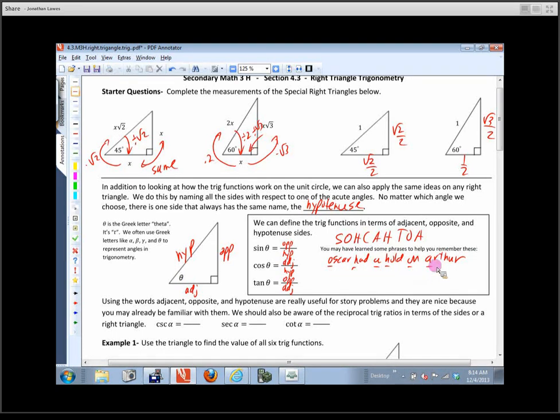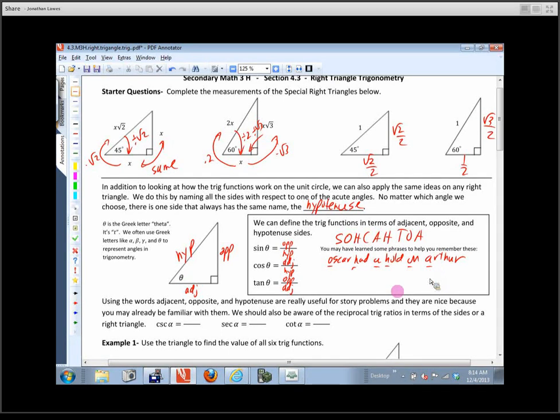It's got 6 words, and we always say the 3 main trig functions, sine, cosine, and tangent. So the sine would be the opposite over the hypotenuse, the cosine would be the adjacent over the hypotenuse, and the tangent would be the opposite over the adjacent.